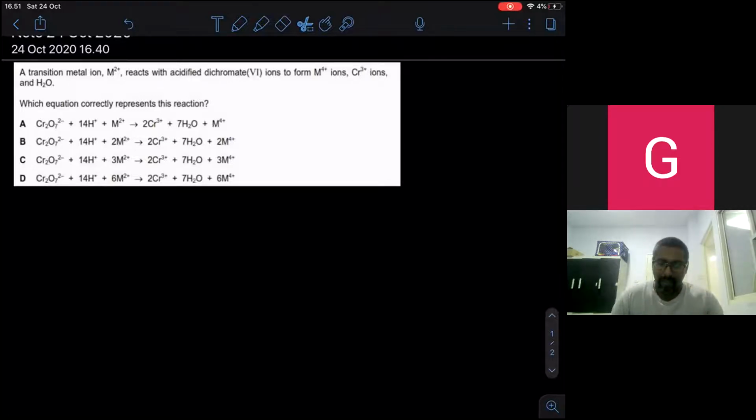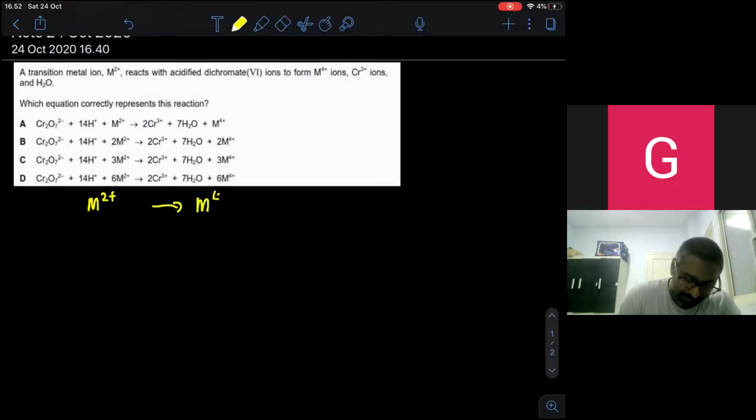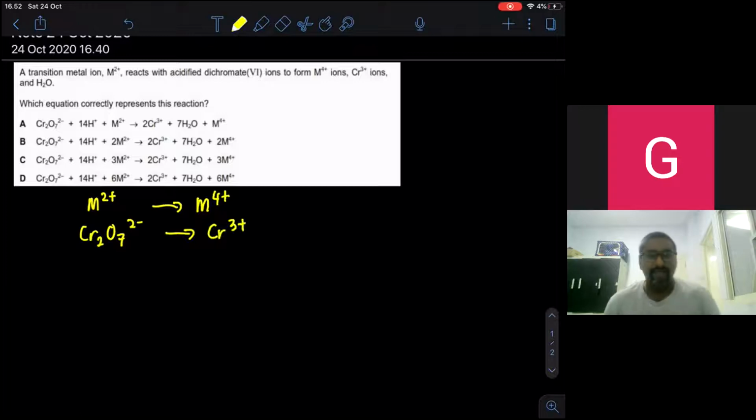So here we have this transition metal being reacted with acidified dichromate ions. They say that M2+ has reacted to form M4+, and they mention that the acidified dichromate ion, Cr2O7 2-, is changing into Cr3+. So our task over here is to write the half equations involving this. Here I think it's quite simple.